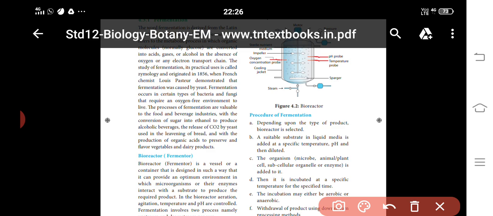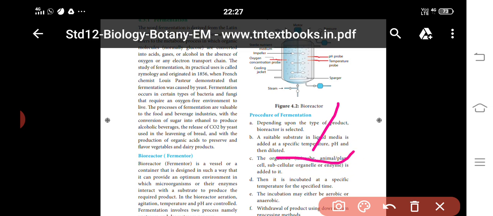Next, a suitable substrate in liquid media is added at a specific temperature and pH, then diluted. First you select the product, then you select the bioreactor, then you select the suitable substrate, whichever substrate gives that product. Next is which organism is added.